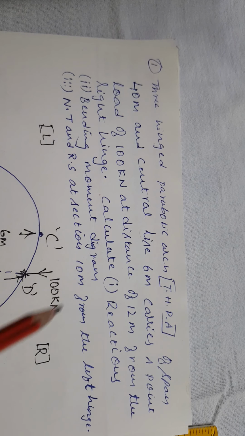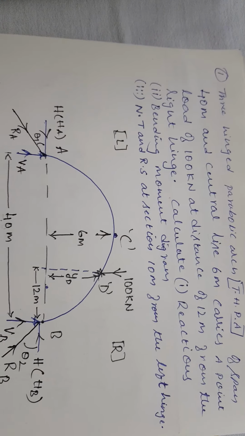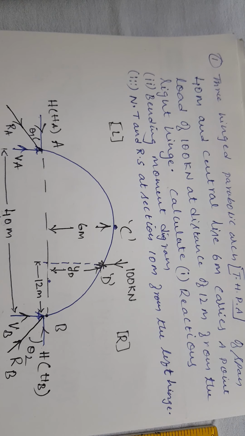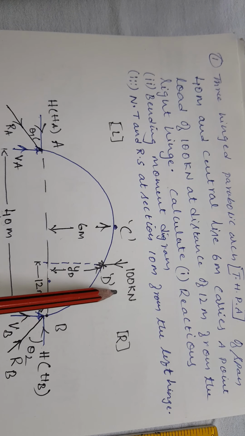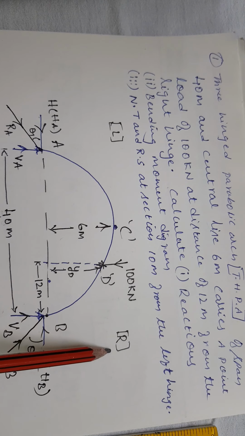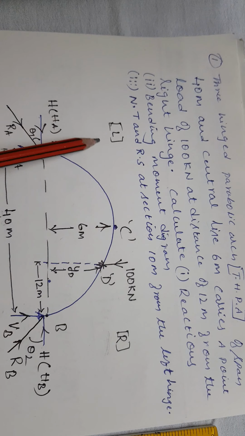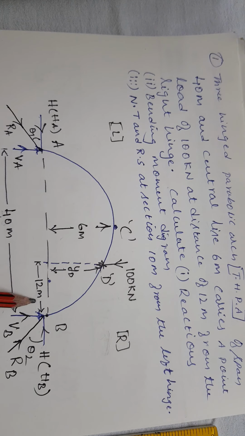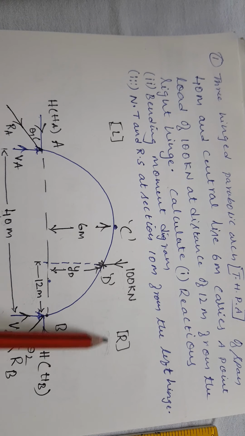Based on the question, I have drawn this figure. Here I consider the arch of span 40 meters and rise 6 meters, and it is given that there is a 100 kilonewton point load acting 12 meter from the right hinge. This is the right and this one is the left. So 12 meter from the right hinge, and that's what I considered here. So 100 kilonewton is exactly at a distance of 12 meter from point B, which is called the right hinge.